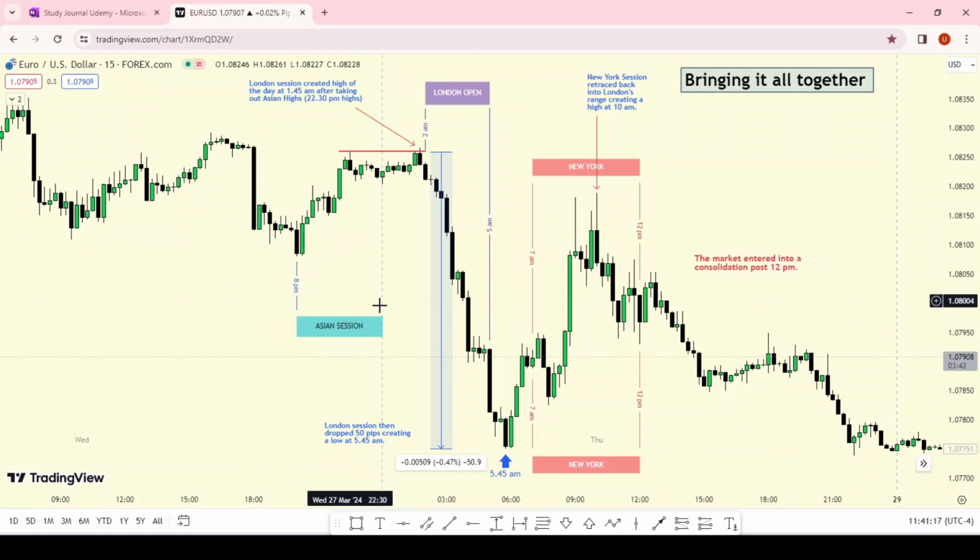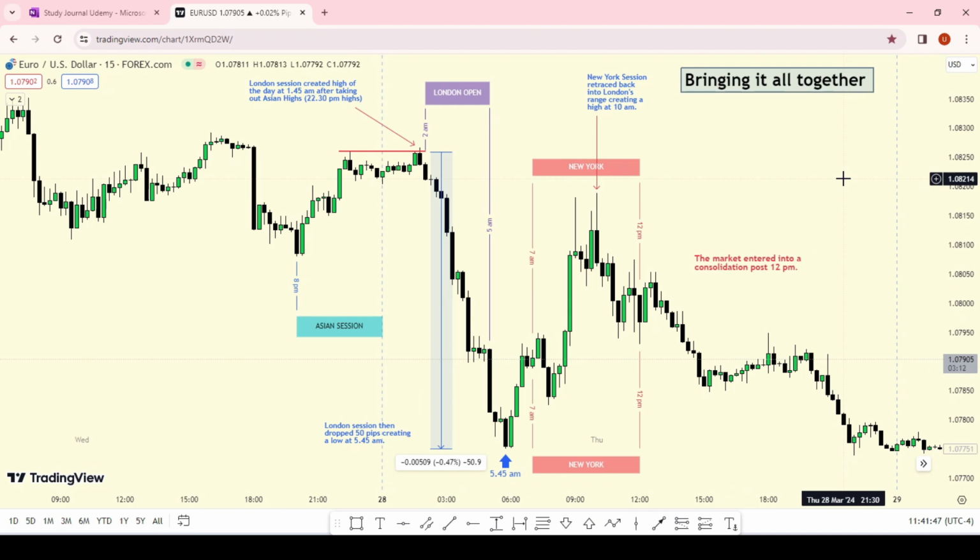So in this lesson, I'm going to show you an example of a daily annotation that you might actually use in your study journal. Essentially, what I've done here is annotate the various sessions that we have already looked at. This annotation has been done after the market has already created this price action.